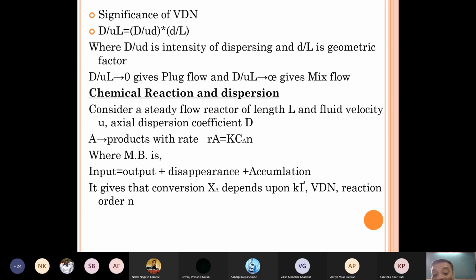VDN is vessel dispersion number and n is the reaction order. You know the order of reaction, always we are saying n. Okay, so at the end of these derivations, conversion depends upon three parameters: k tau, vessel dispersion number, and reaction order n. तर ह्यामध्ये अतिशय महत्वाचा भाग पोरांना येत नाही. k tau म्हणजे काय? k is the rate constant, tau is the space time, and that group is known as the Damköhler number.